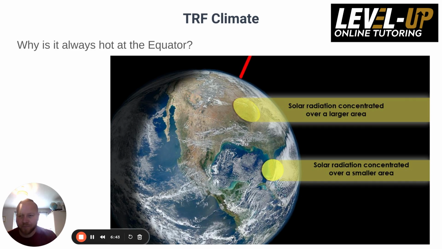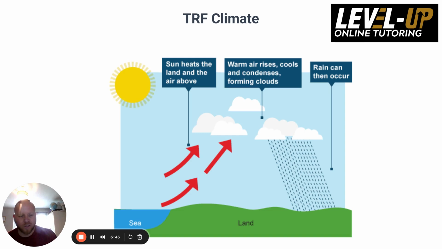That is inaccurate. And because it's hot on the equator, hot air rises. We talked about this earlier as well. And as it rises up, it cools and condenses to form clouds, and then we get heavy convectional rainfall.